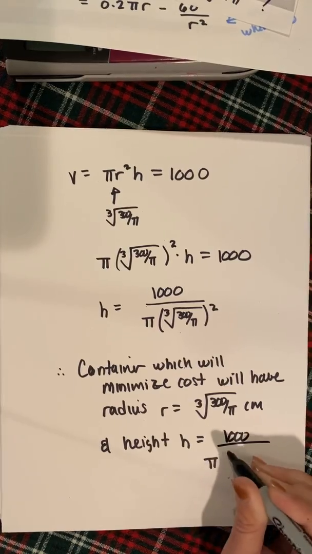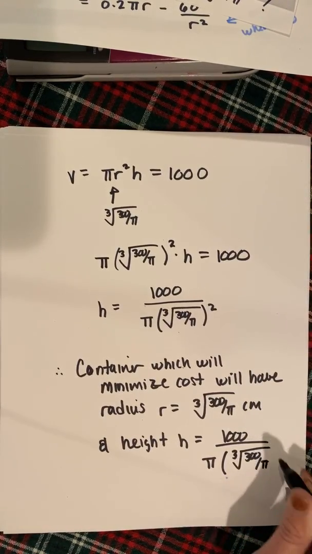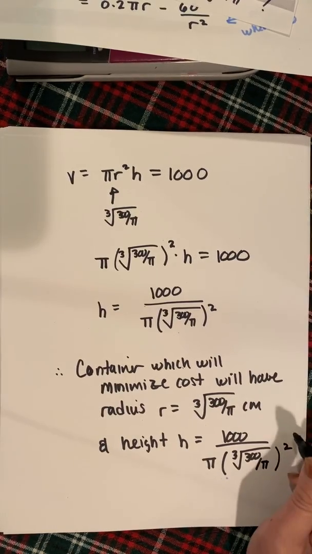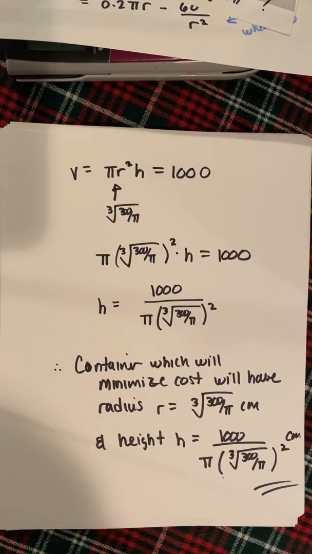Equal to 1,000 over pi times the cube root of 300. I'm sure this can be broken down or simplified a little bit, but we are leaving it right like that, centimeters. Woohoo! All right, it's gonna be a really long video. One more, kids, okay? Let's just set up this last problem.